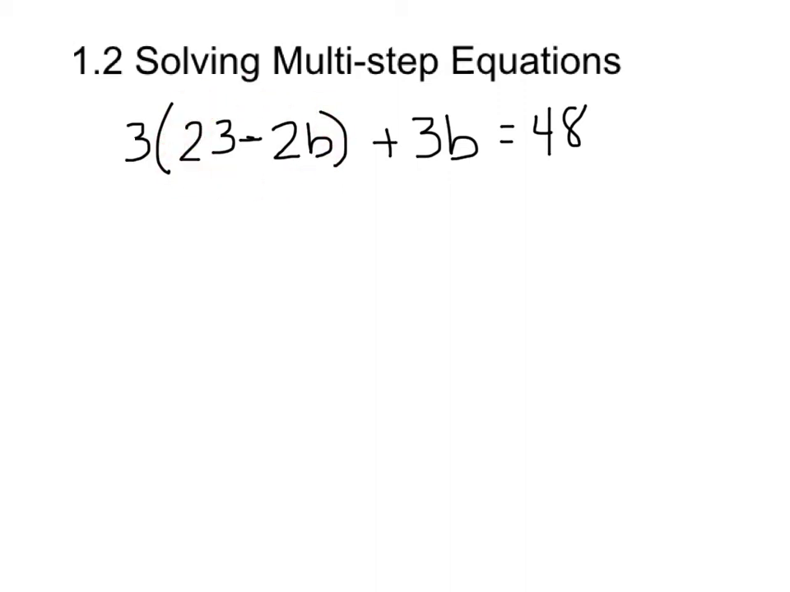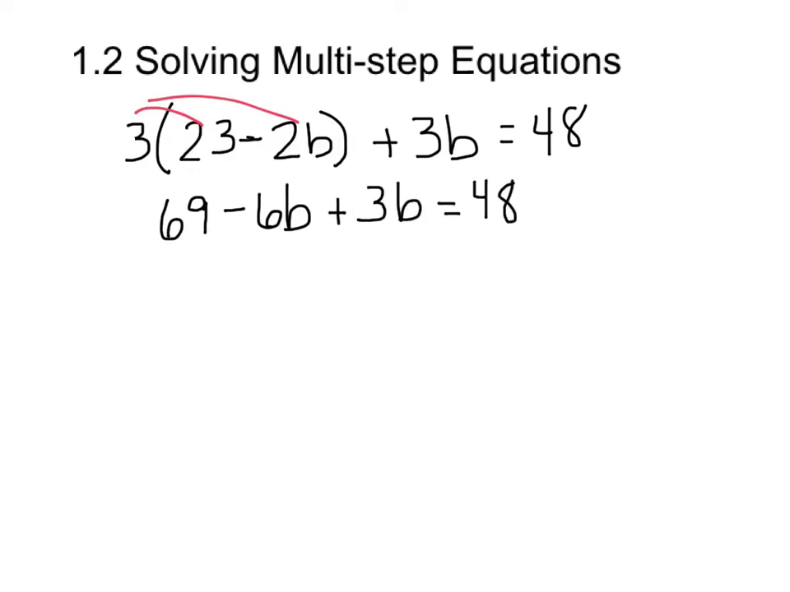So the first thing I have to do is to get rid of those parentheses. And how do you do that? You do that by using distributive property. So if I distribute the 3, that would give me 69 minus 6b plus 3b equals 48. Now you're going to combine like terms.